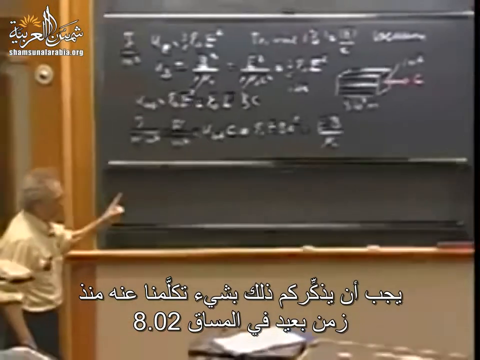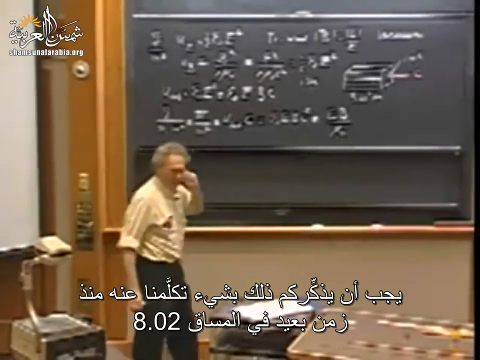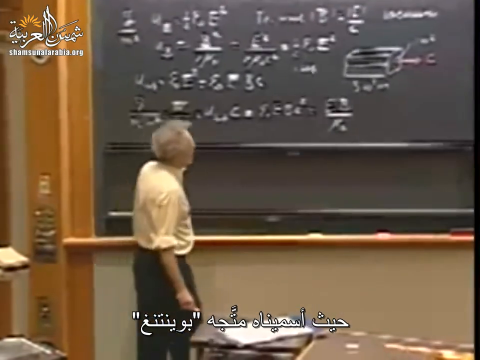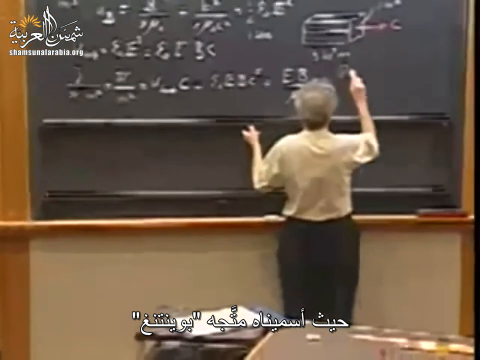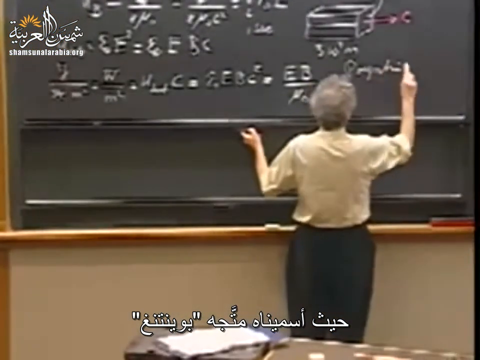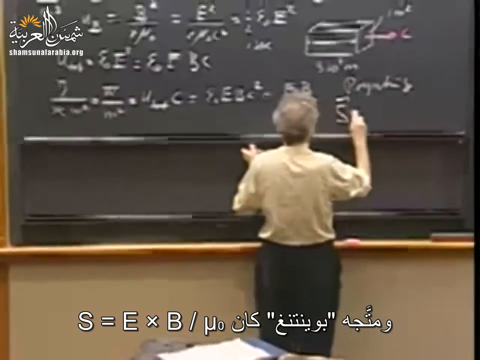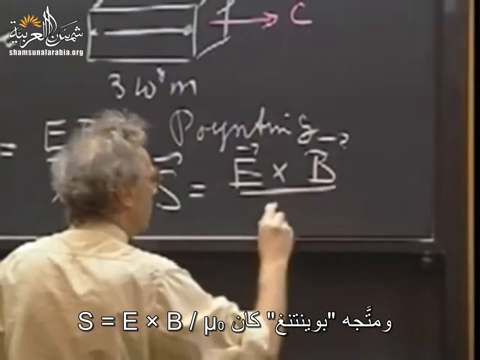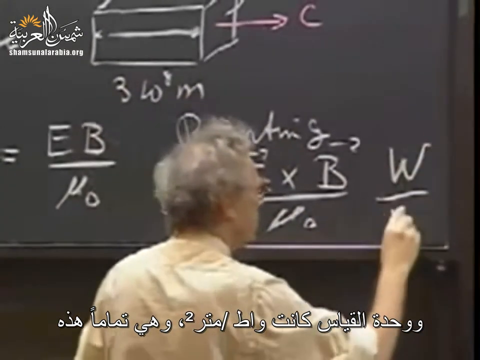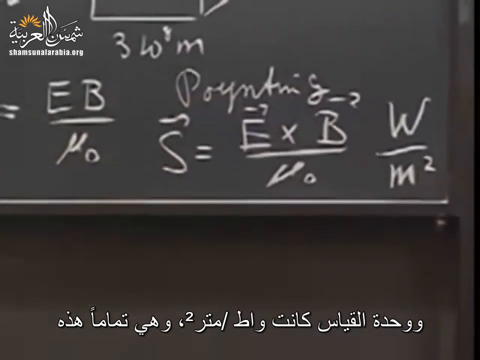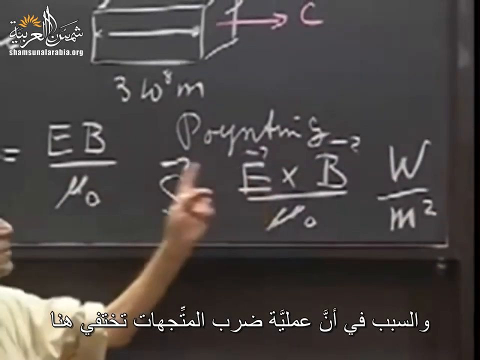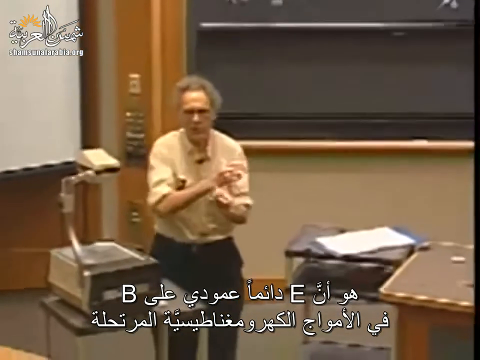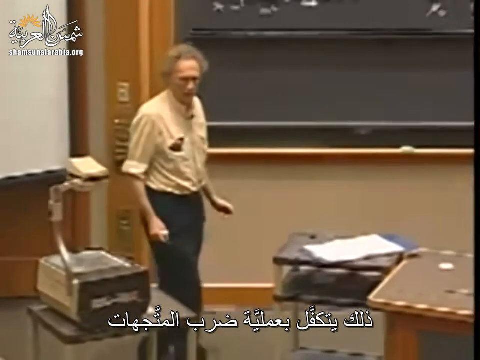And this should remind you of something that is in your far distant past, which is what we earlier have called in 8.02 the Poynting vector. And the Poynting vector S was E cross B divided by mu 0. And the units were watts per square meter, which is exactly what this is. And the reason why the cross disappears here is that with electromagnetic traveling waves, E is always perpendicular to B. So that takes care of the cross.